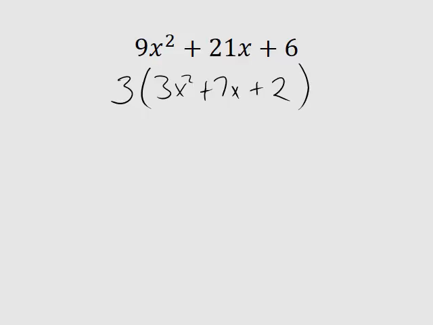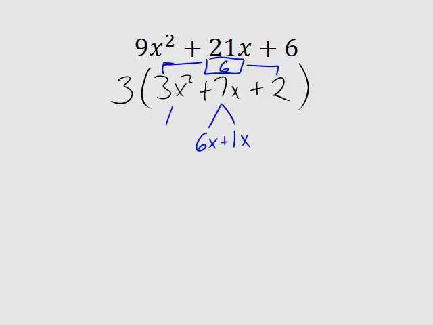I'd have 54 and 21, but now I have first times last is now going to be 6. I need two numbers that multiply to give me 6 and add to give me 7. Well, my only possibilities for multiplying to give me 6 are 1 and 6 and 2 and 3. And so if I want to get 7, then it looks like I'm going to split this middle term into 6x and 1x, because 6 times 1 is 6 and 6 plus 1 is 7.